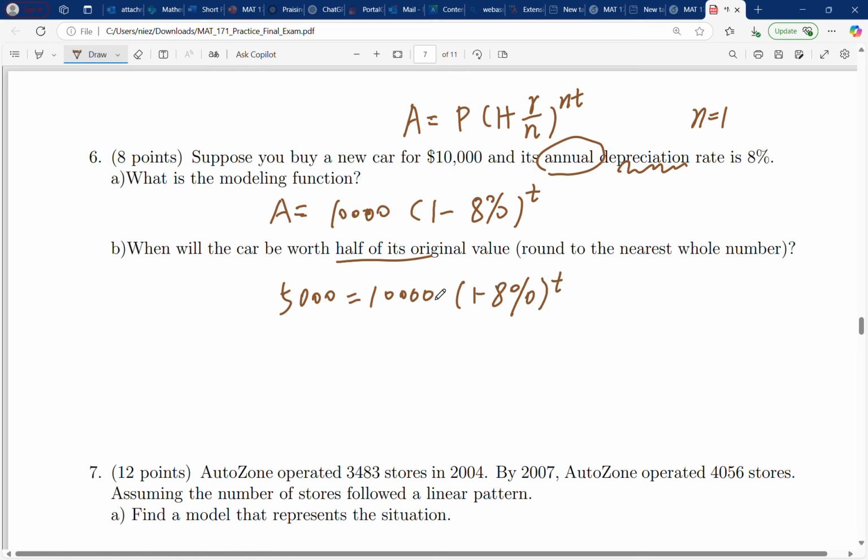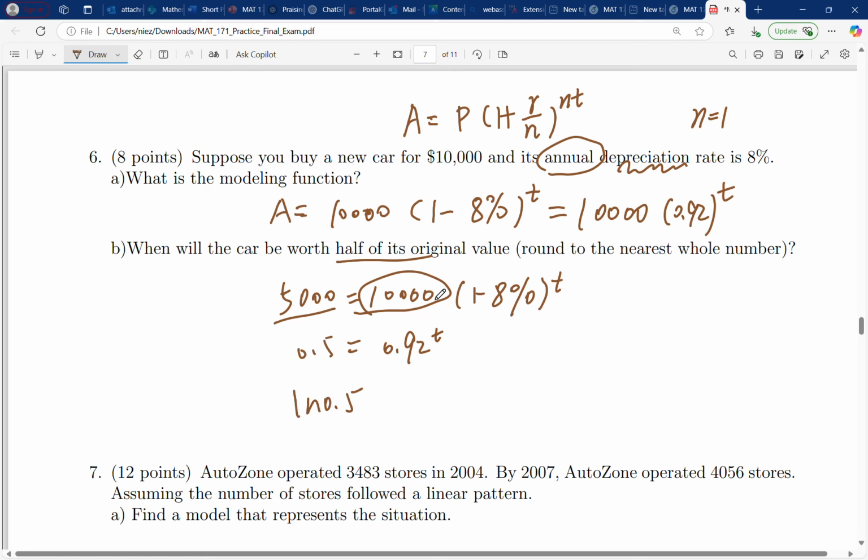Then both sides divide by 5,000. So this one we can simplify. 1 minus 0.8% becomes 0.92, right? 0.92 to the t. So here simplify, both sides divide by 5, both sides divide by 10K, you will get 1/2. Here 0.92 to the t, right? 1/2 is 0.5, so we can use 0.5.